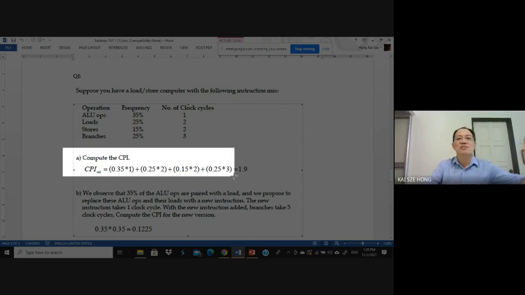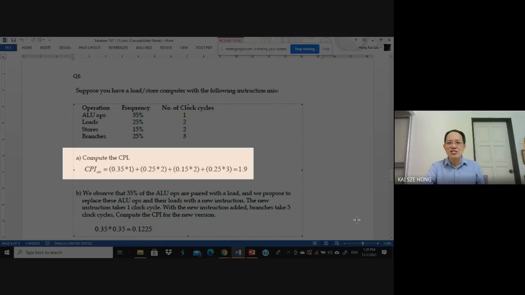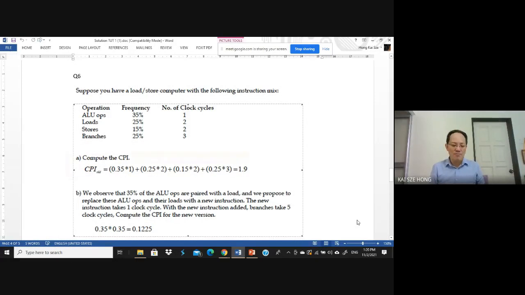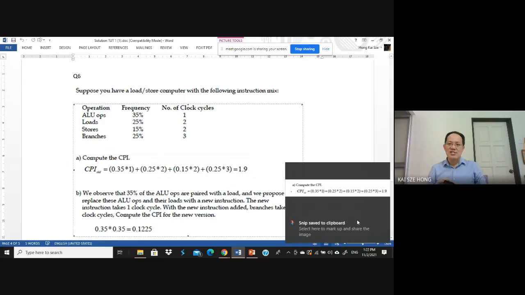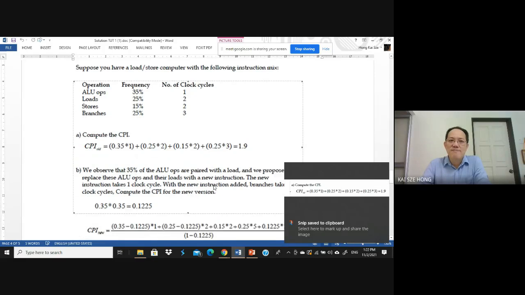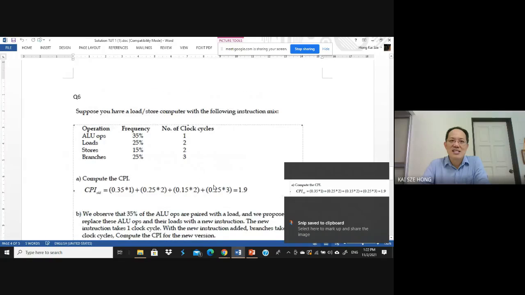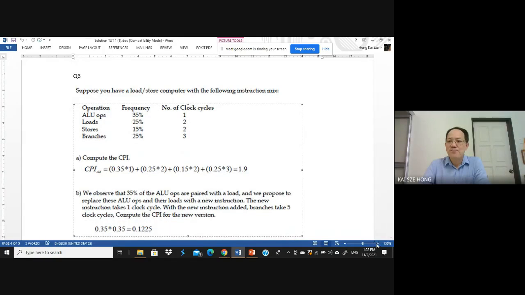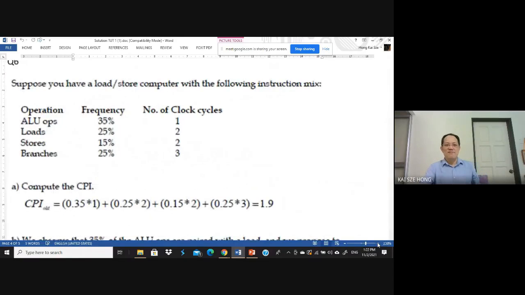So if you do this operation using the calculator, you will be able to get, for this program, 1.9 clock cycles per instruction. So this is actually the answer, 1.9 clock cycles. You actually calculate this. So this is the first question. Okay, any question you want to ask me? Let's calculate yourself.